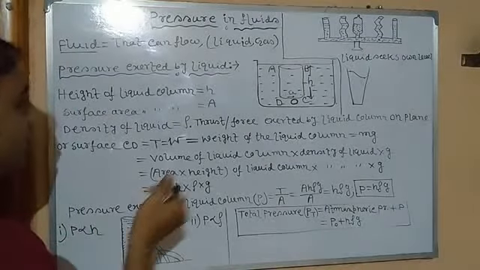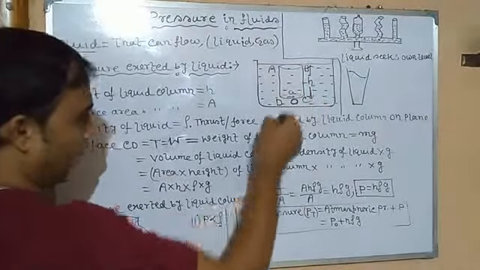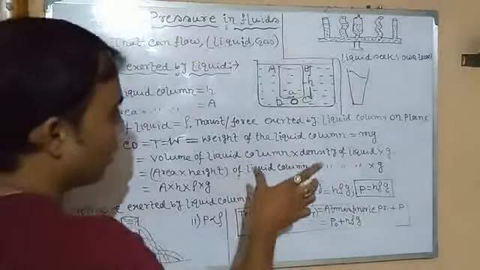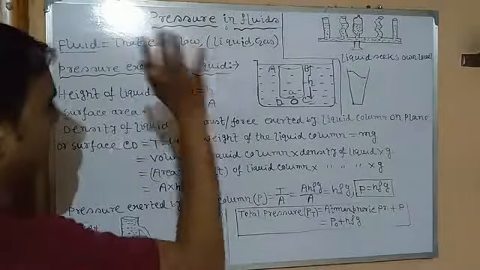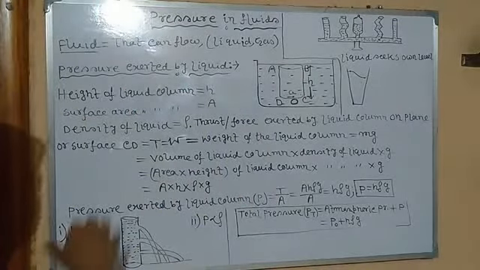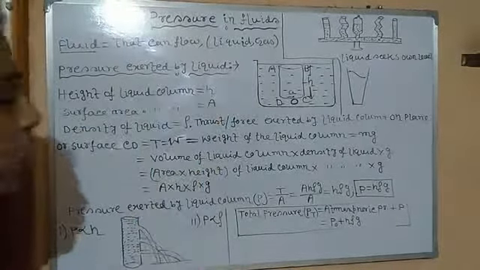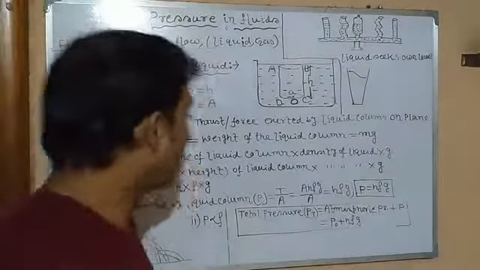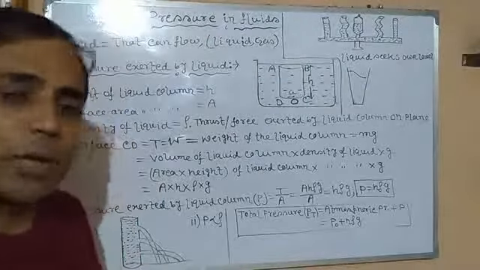So the height of the liquid column, or we may say the point, because around the point we have imagined a cylindrical water column. So height is h from the free surface, surface area is equal to A, and the density of the liquid is rho. Clear?